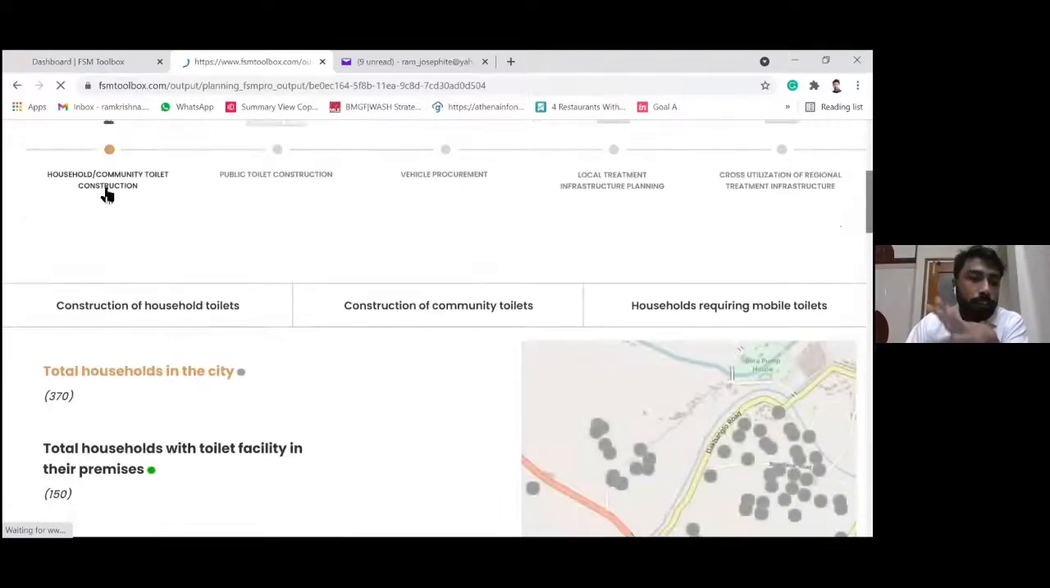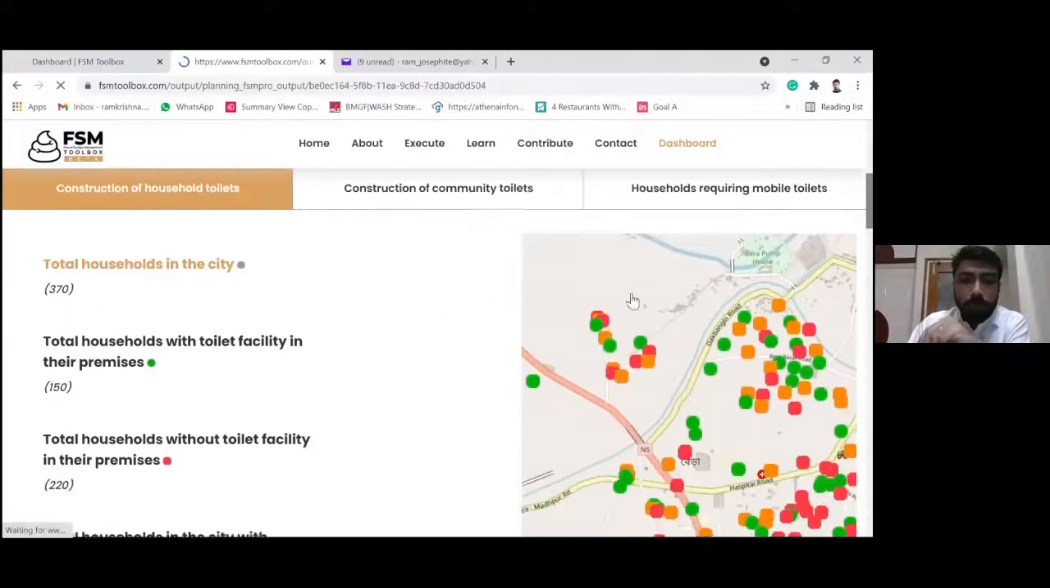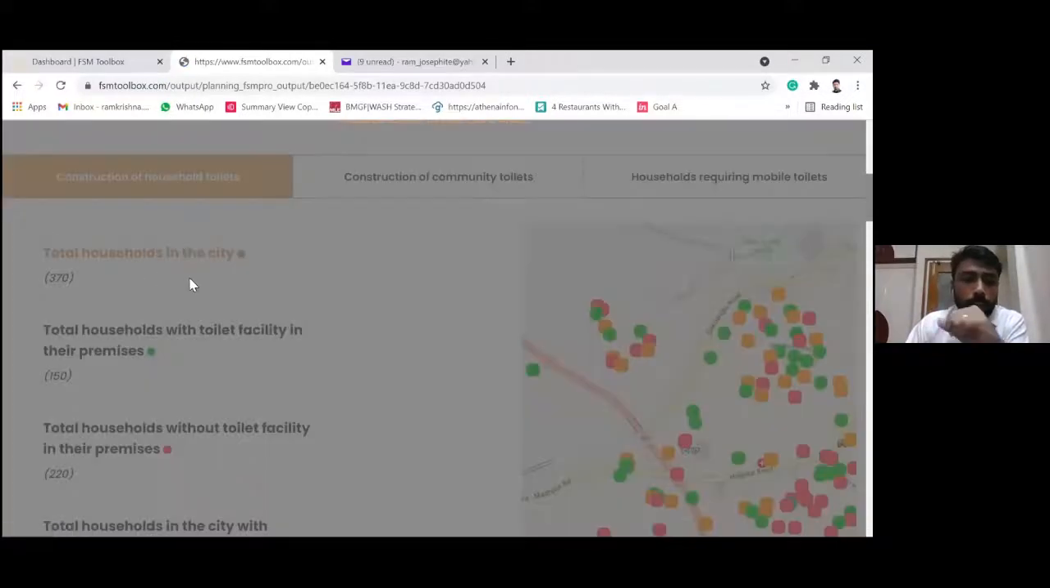So this is for the household and community toilet construction. It will basically tell you the total households in the city. Just a second, it's loading. Given that there's a lot of data in the background, it takes a couple of minutes, 3 to 4 minutes at max, to load all the data.